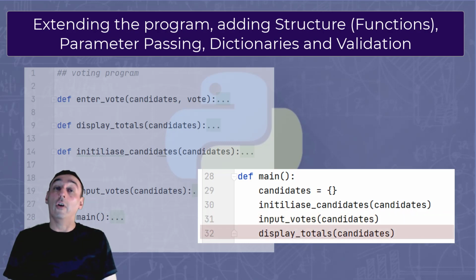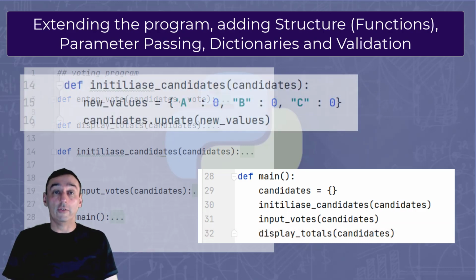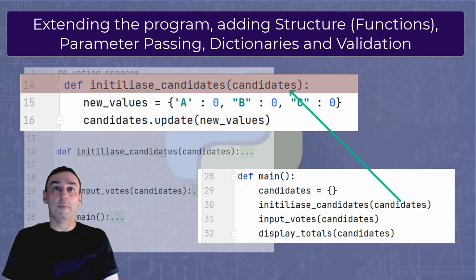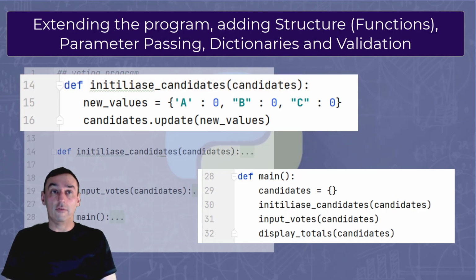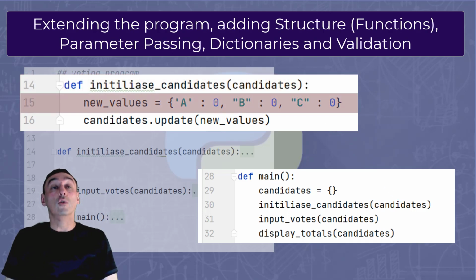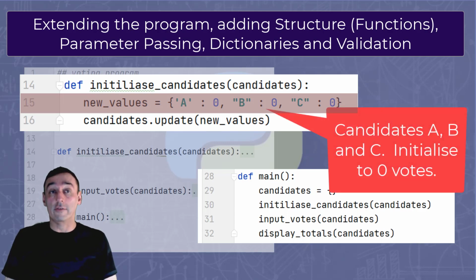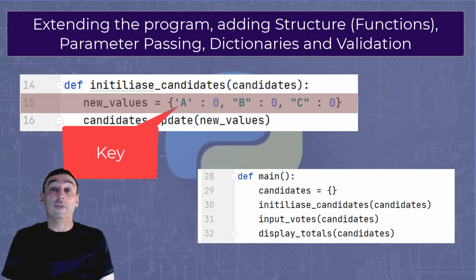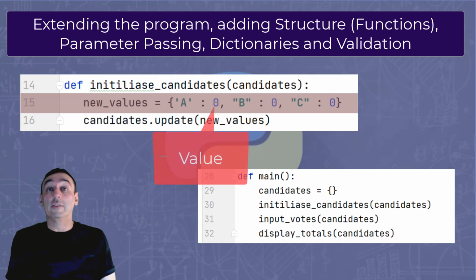So taking each one of those functions that I've called in turn. If we again look at the first function, which is initialize candidates, we pass as a parameter, pass by reference, the candidate dictionary. We then create another dictionary in line 15 called new values, which will set each candidate to 0. Now remember, in dictionaries, the first value is the key value, and the second value is a value associated with that key. So in this case, 0.